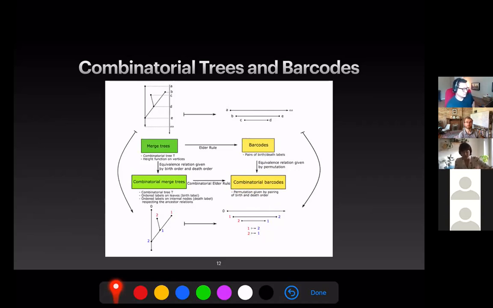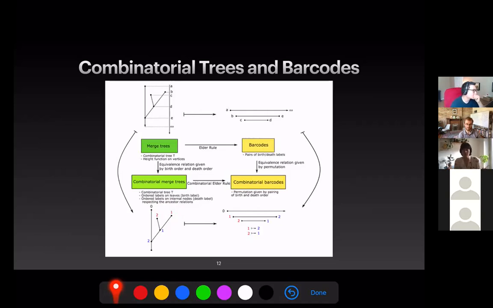But we can also look at combinatorial merge trees in a way that this diagram commutes. A combinatorial merge tree is a combinatorial tree T with ordered labels on the leaves, which we call the birth labels because that's what they correspond to. So here 1, 2, and the 0. This is the one inherited by the height function that I was talking about earlier. And then an order on the internal nodes, which we call the death labels. We just want this order to respect the ancestor relation, like no parent born before their children. And with this definition, this diagram commutes.